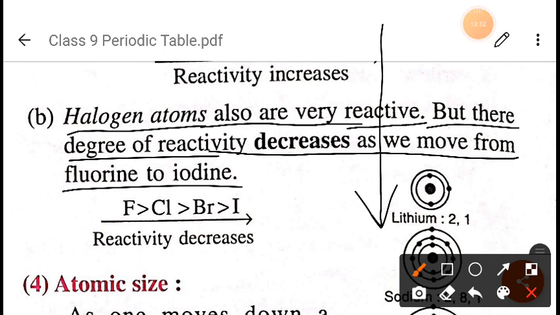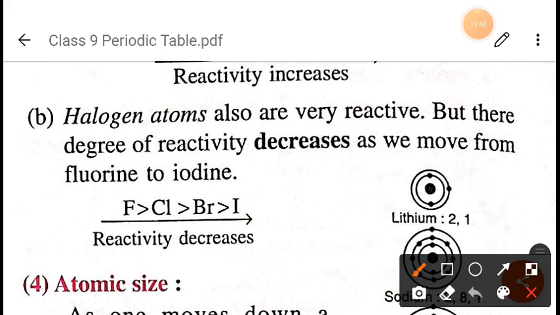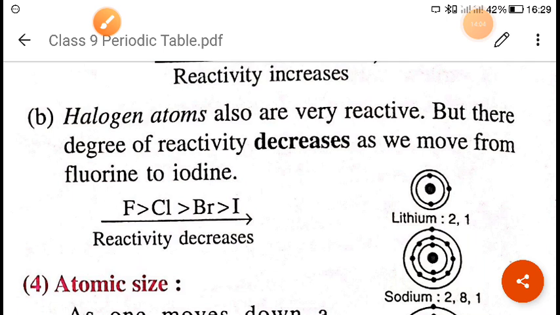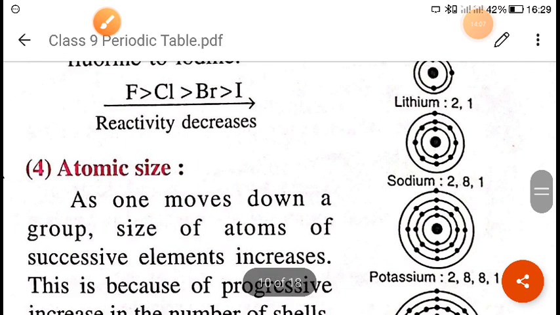In the alkali metals, what we have seen is that when we move down the group, the reactivity increases, right? But in the halogen family, the reactivity will decrease as we move from fluorine to iodine, right? As you can see, the reactivity is decreasing as we move from fluorine, chlorine, bromine to iodine. Means fluorine is more reactive than iodine, chlorine is more reactive than iodine, bromine is more reactive than iodine. Fluorine is more reactive than chlorine, chlorine is more reactive than bromine, bromine is more reactive than iodine, right? So the reactivity will vary like this.